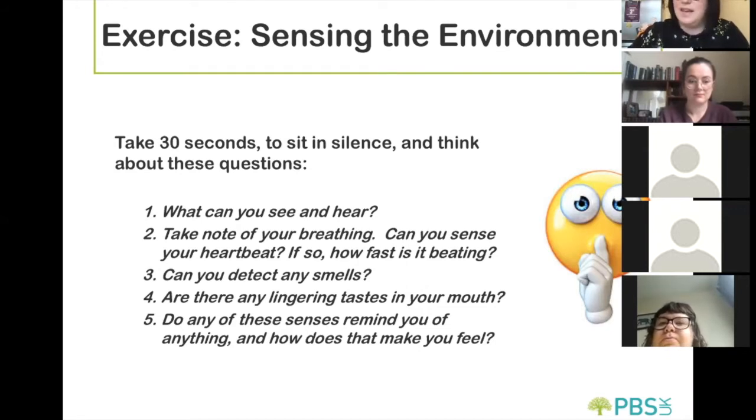Take a note of your breathing. Can you sense your heartbeat? Can you hear that? Is there a sensation? How fast is it beating? Can you detect any smells? Maybe really, really subtle smells that you wouldn't necessarily pick up on unless you're really trying to detect them. Are there any lingering tastes in your mouth? Anything that you maybe weren't necessarily aware of?